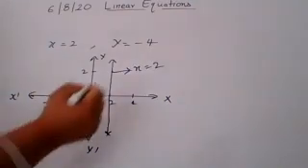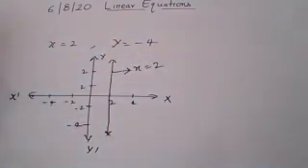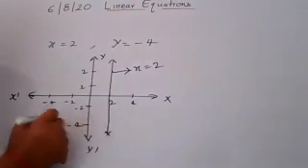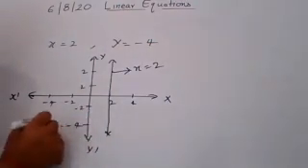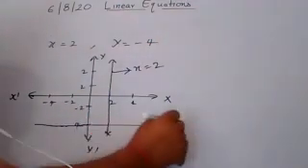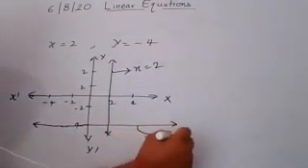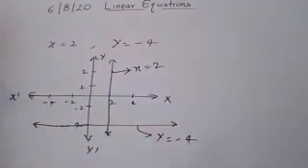Understand? In the same way, for y is equal to minus 4, you well know the equation of the x-axis is y is equal to 0. So you plot the graph parallel to the x-axis at a distance of minus 4. That gives the graph of y is equal to minus 4. So this is the method of plotting the graph of any line which is parallel to the x-axis or the y-axis. Note it.